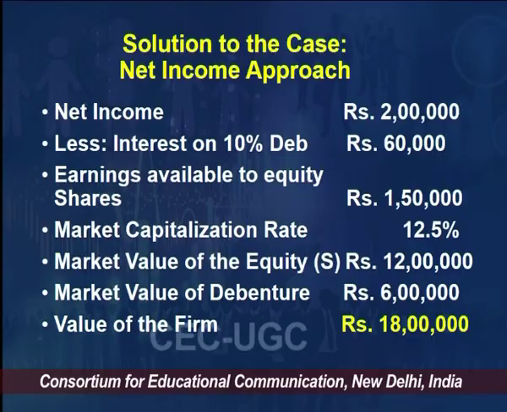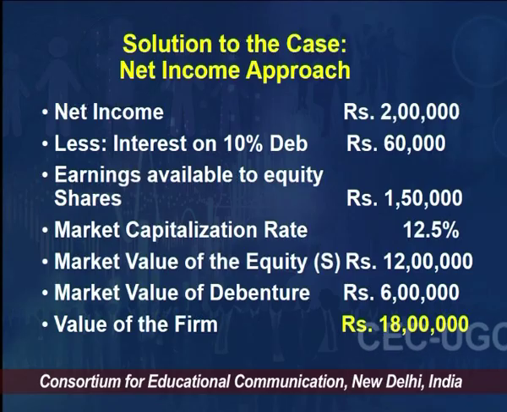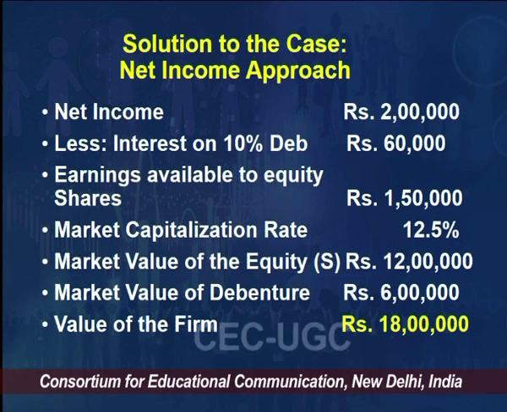We will follow those same steps which we just discussed a few minutes ago. So, net income is given. We will take the net income less the interest of 10%, which is 60,000. So, net income 2 lakhs minus 10% interest on debentures. So, the earning which is available to equity shareholders becomes 1,50,000. The net income is 2 lakh 10,000. Please read it as 2 lakh 10,000.